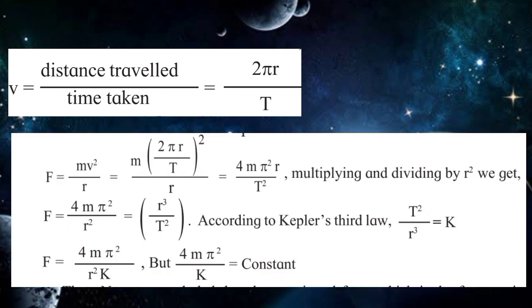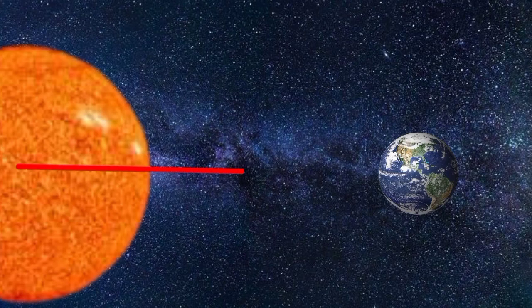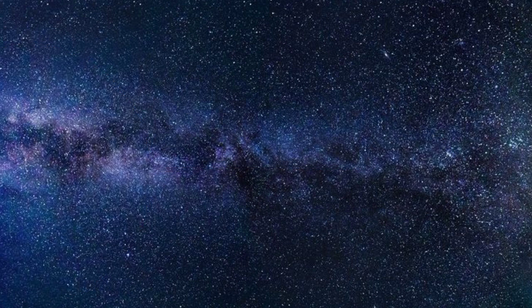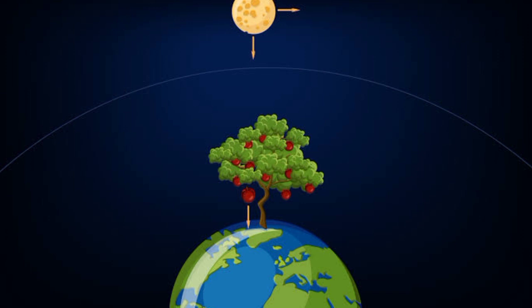Thus, Newton concluded that the centripetal force, which is the force acting on the planet and is responsible for its circular motion, must be inversely proportional to the square of the distance between the planet and the Sun. Newton identified this force with the force of gravity and hence postulated the inverse square law of gravitation.